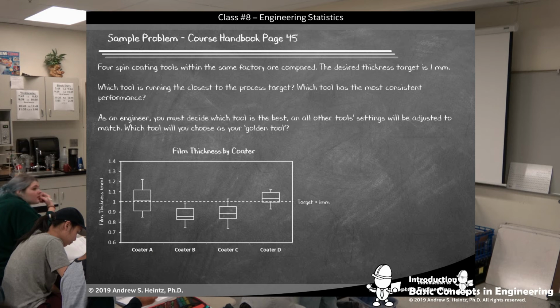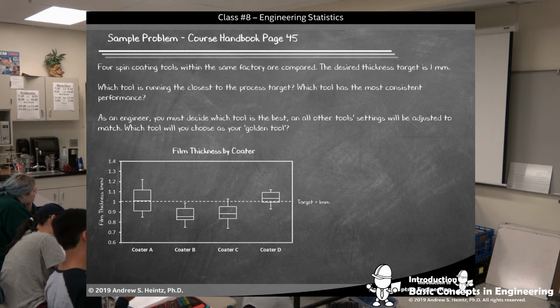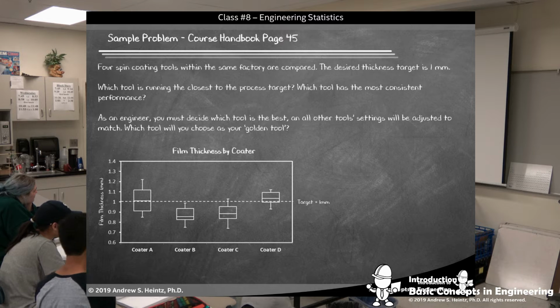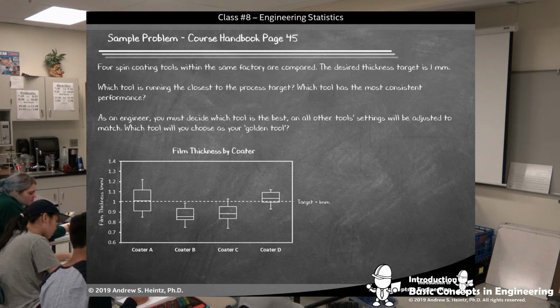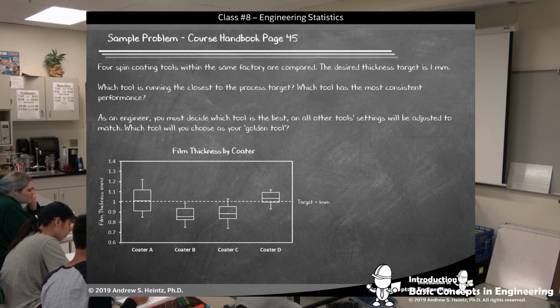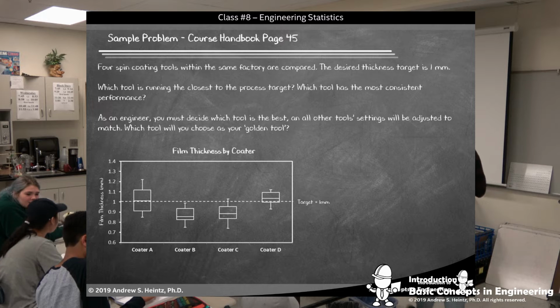Right, Elizabeth, you got it? You think so? Hope so? Fair enough. All right, so Elizabeth, nice and loud so we can hear you. Which tool is running closest to process target? Coder A? Does everybody agree with that? Disagree with that? Okay, so we have coder A, which we believe is running on target.